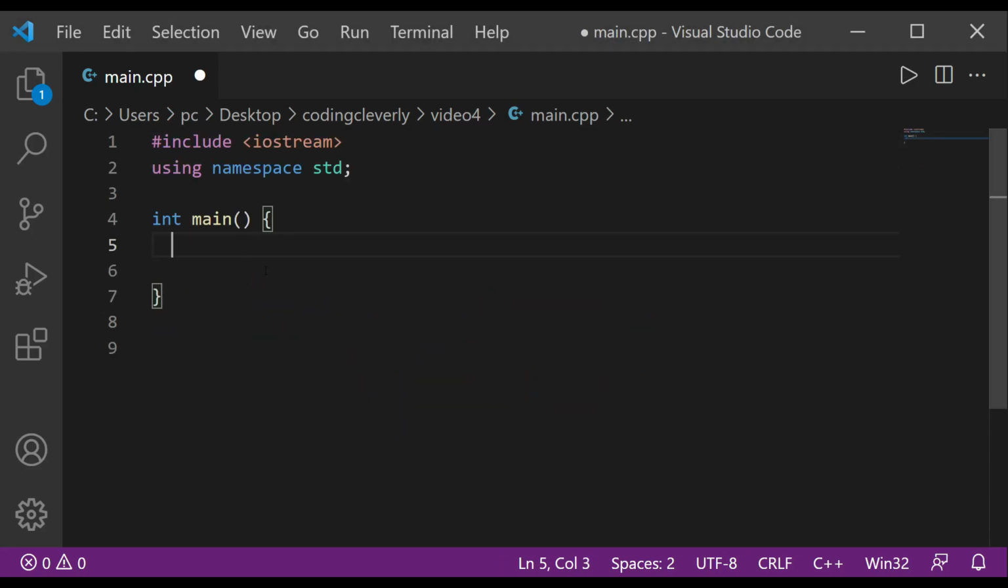So the first example we're going to be taking is the left shift, which is the first one. And this is left shift.